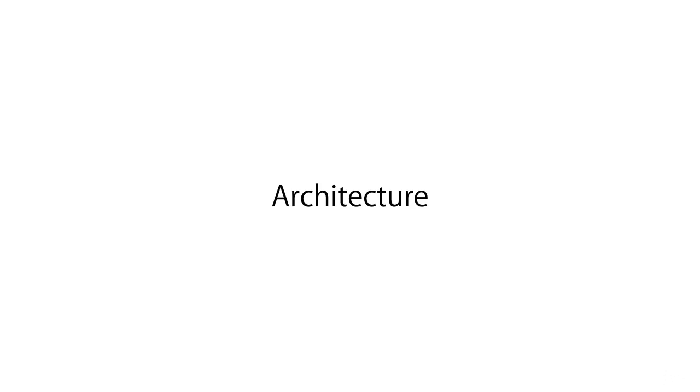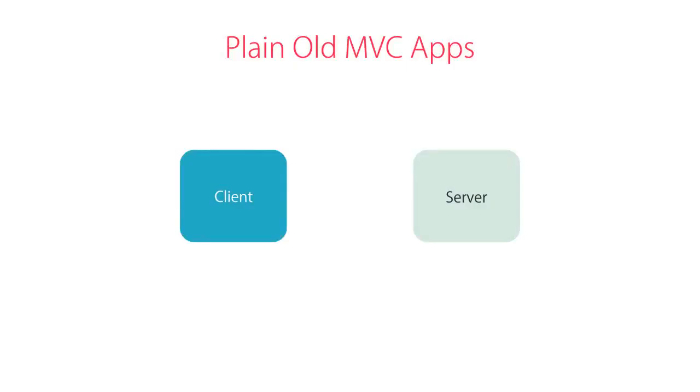Let's review the authentication architecture for traditional ASP.NET MVC applications. So let's say we're just using a plain old MVC application with Razor views rendered on the server. How does the authentication work in this kind of application?